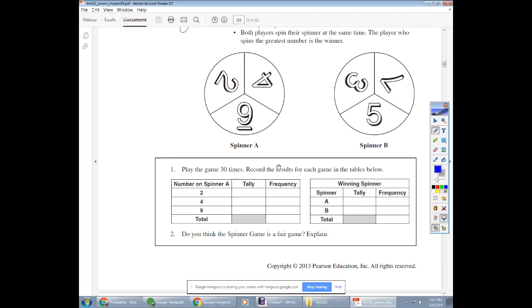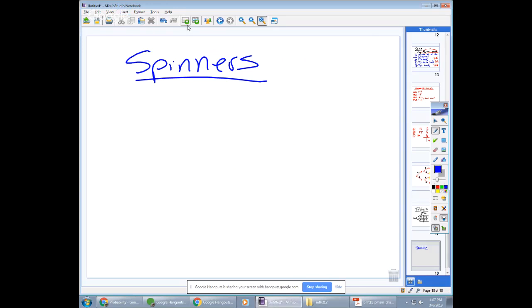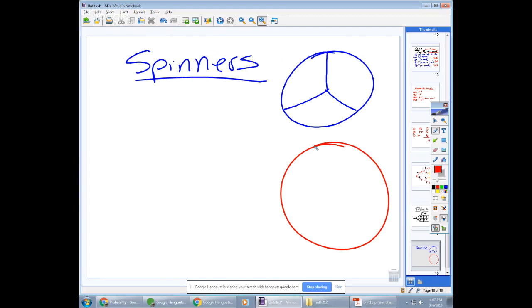Now, this is organized here as a nice summary of it. You could write it down in a slightly different way. So I'm going to go back here. We've got this spinner, and we have a spinner A and a spinner B. Spinner A had, was it 2, 4, and 9? Correct. And spinner B had 3, 5, and 7. Correct. And the order doesn't matter.